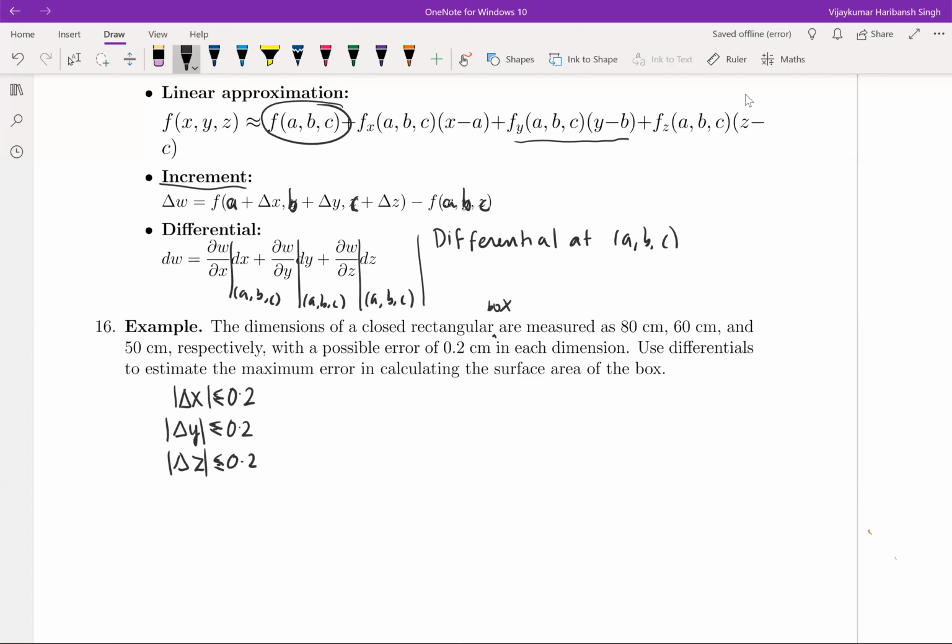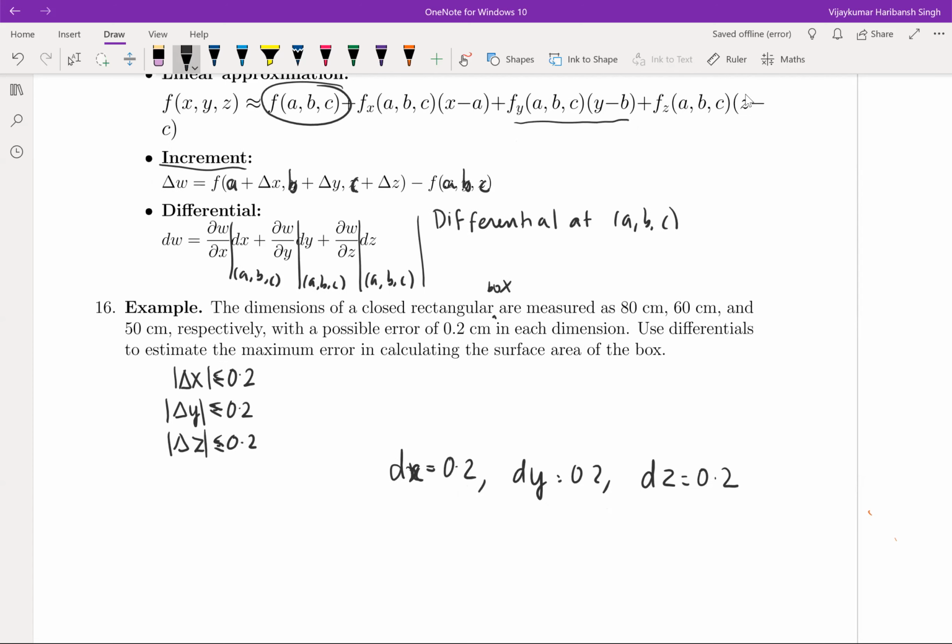All right, so to make sense of things, we should take dx to be 0.2, dy to be 0.2, and dz to be 0.2. So these are the largest possible changes in x, y, and z. Now, what is given to us? We want to estimate the maximum error in calculating the surface area.